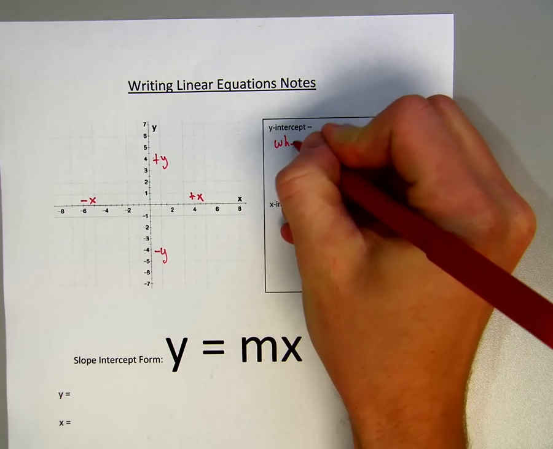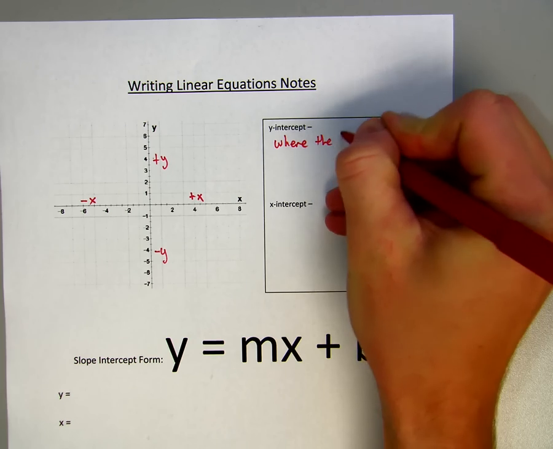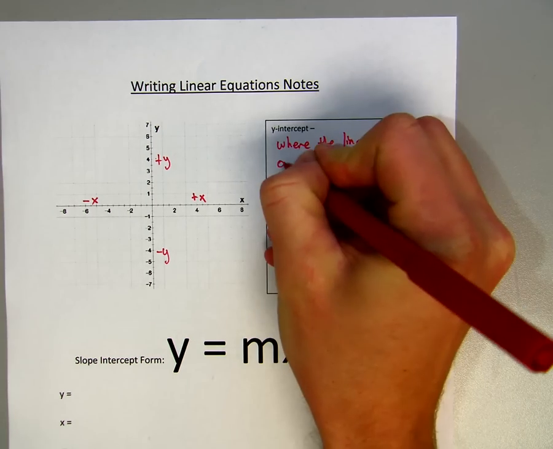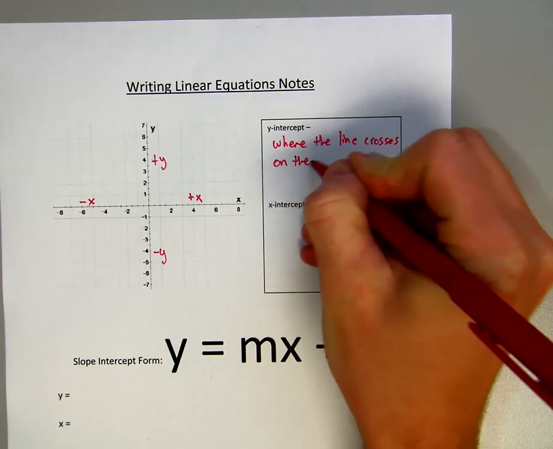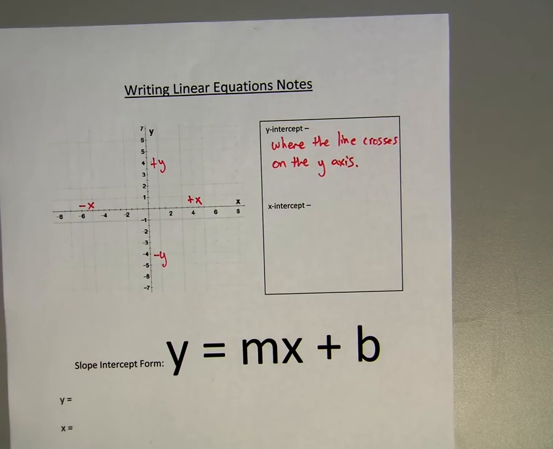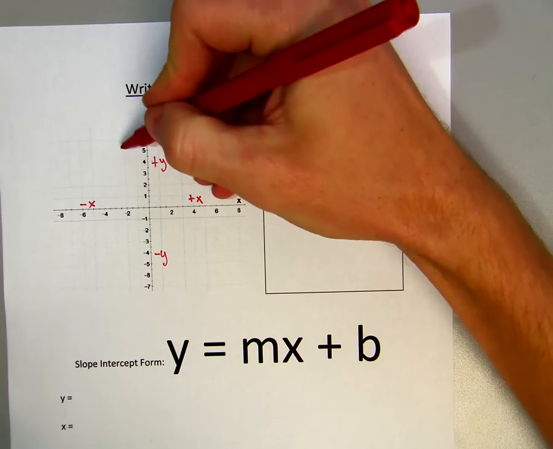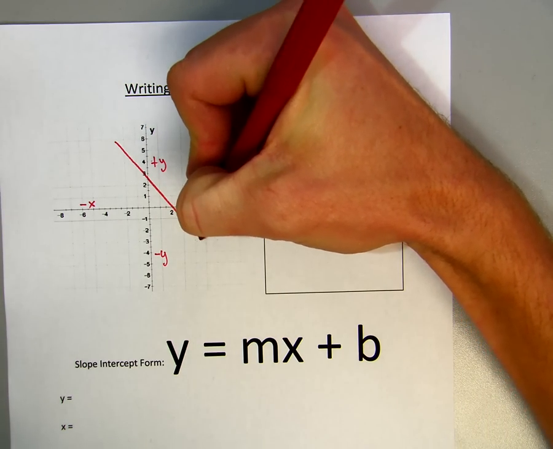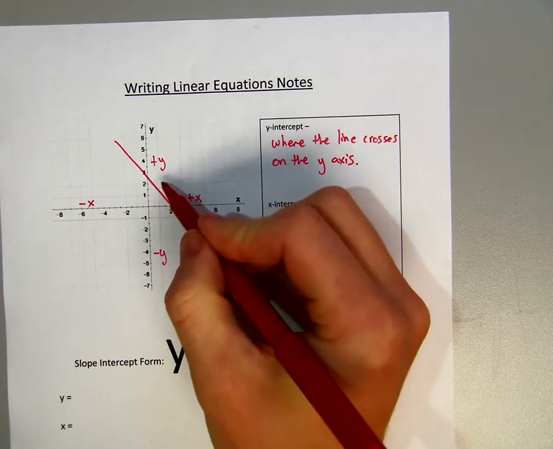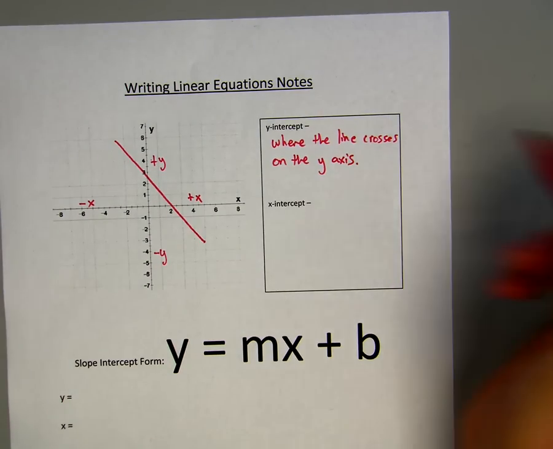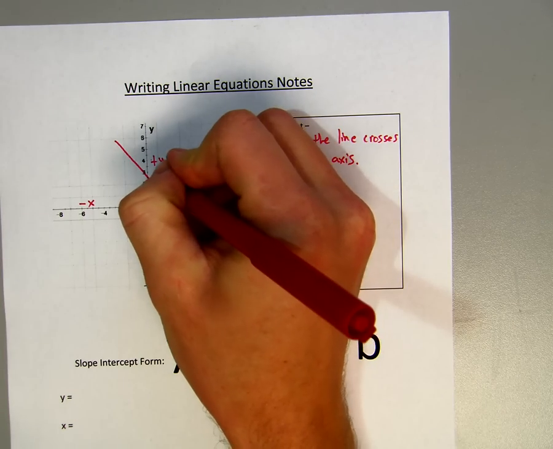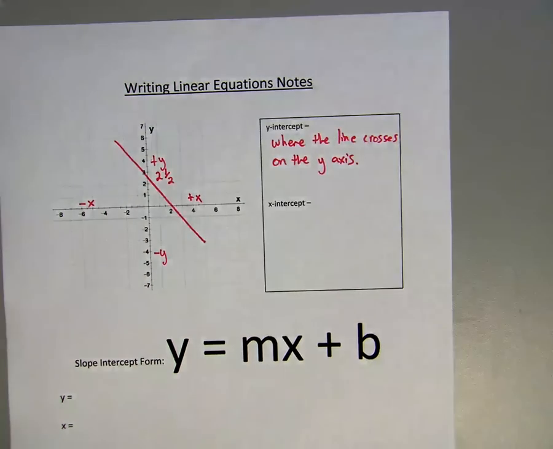Okay. So where the line crosses on the y-axis. If I, for example, had a line that went something like that, it looks like if I count up here, it's in between my 2 and my 3. So I could say my y-intercept for this graph would be maybe 2.5.